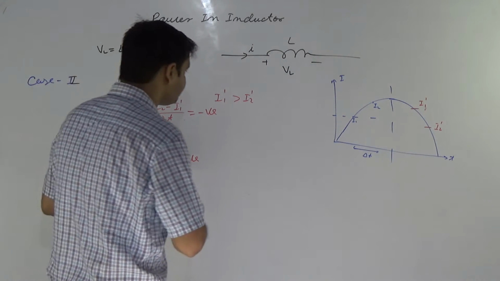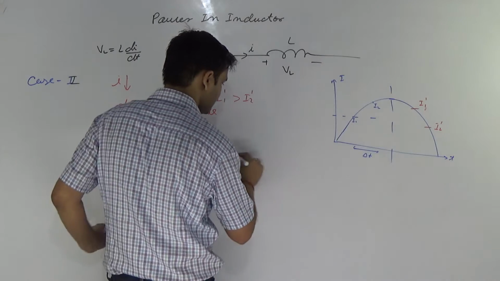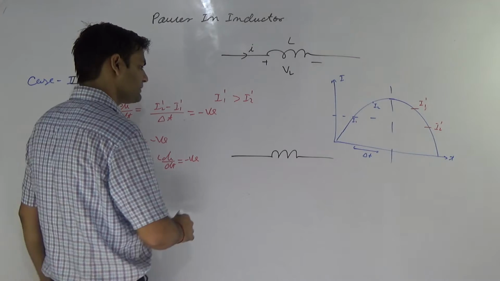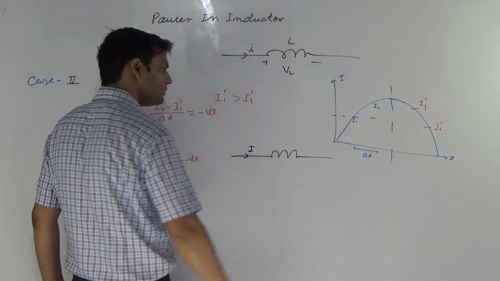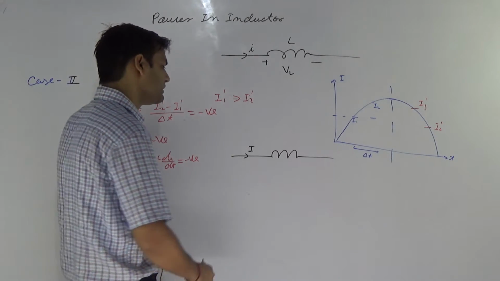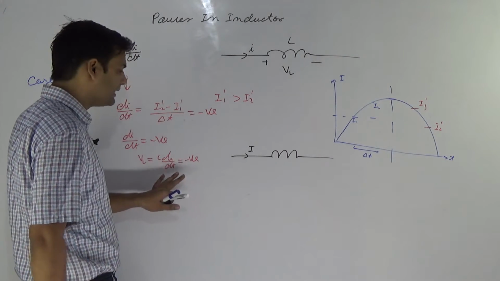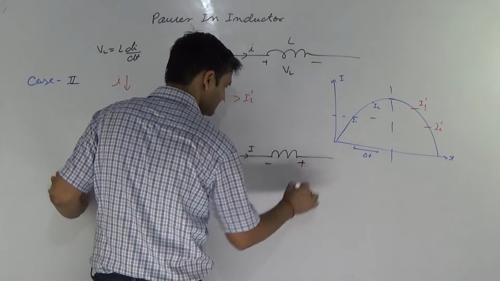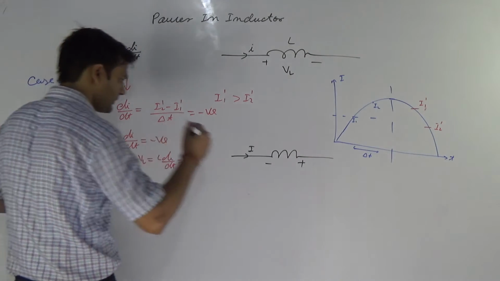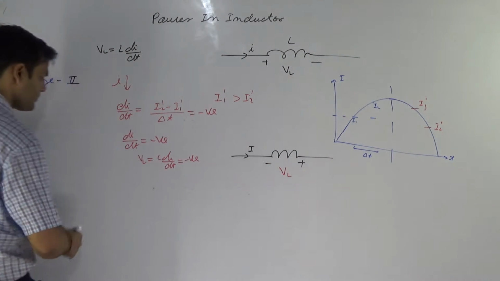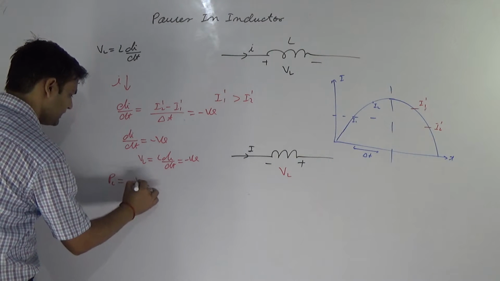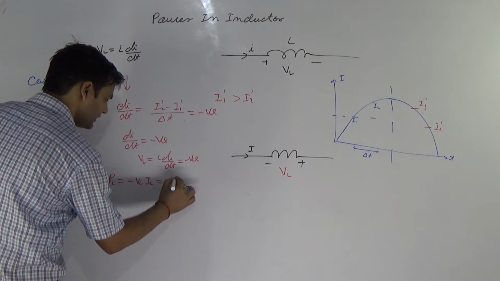The circuit looks like this. The current direction is such that the current is always positive but decreases. The polarity of the inductor is reversed, this is minus, this is plus. It means the power across the inductor, minus VL into IL, is negative.